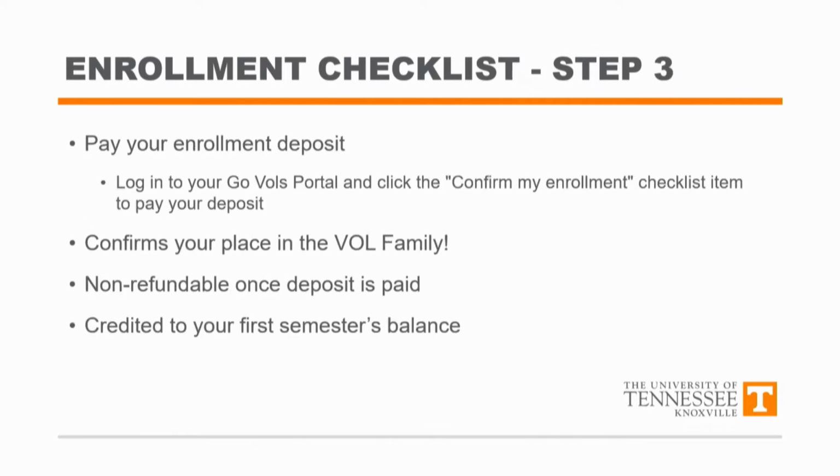So once we have your net ID and your student ID number, you've set up your password, then it's time to actually pay your enrollment deposit and confirm your spot in the Vol family. So once you have those things, you're going to log into your Go Vols portal, and there's going to be an option to confirm your enrollment. It's right there in the checklist on your Go Vols portal. And once you click that, it'll take you in to actually pay the enrollment deposit. And again, that's you telling us that you want to save your spot in that particular class.